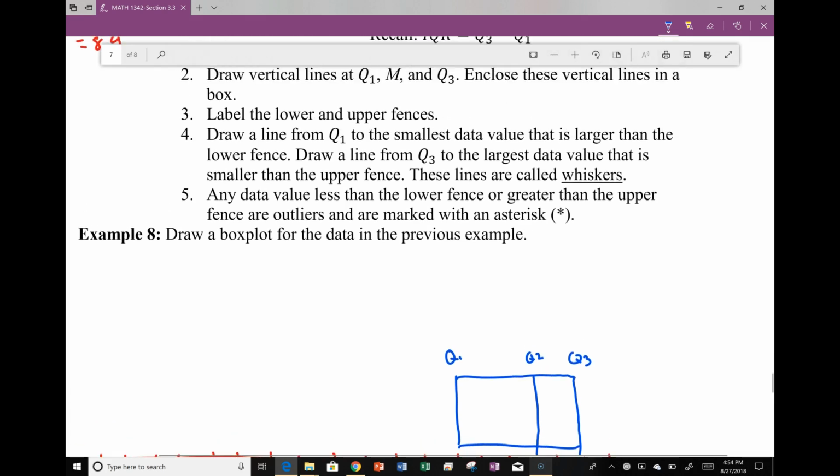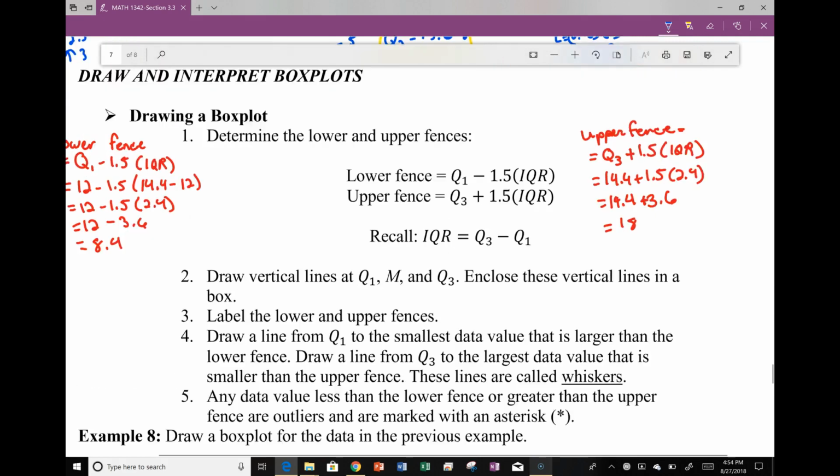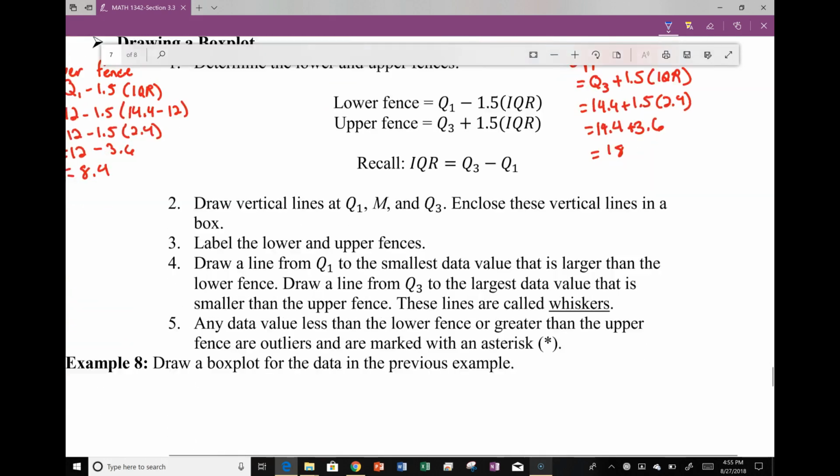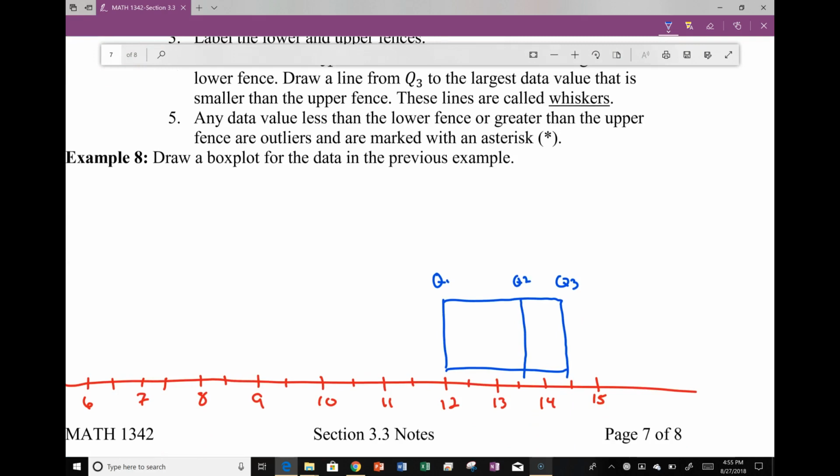Now then, what I need to do is look at my data values up here. Notice that this right here is going to be an outlier. 6.5 will be an outlier. When I draw my lines, what we call whiskers, from my box, I go to the number just inside the lower fence. So that just inside the fence is 9.9. So I'm going to come back down here to my graph, and I'm going to go to about 9.9. I'm going to put a dot, and I'm going to draw a line. This is what we call a whisker.